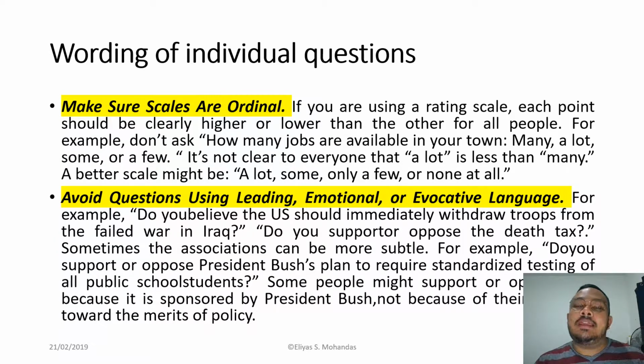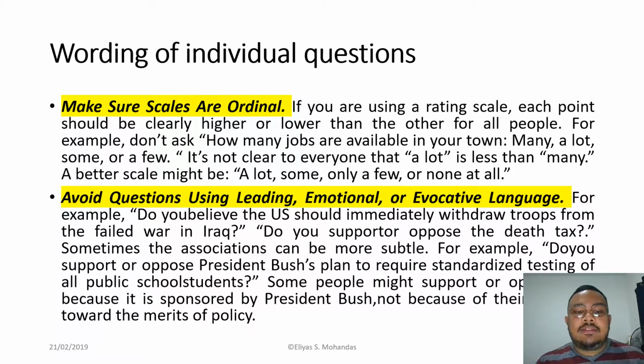When you use scales, make sure they are ordinal. That means if let's say you're using strongly disagree up to strongly agree, you cannot say strongly disagree, then strongly agree, then come back to strongly disagree. You cannot be jumbling up the scales.